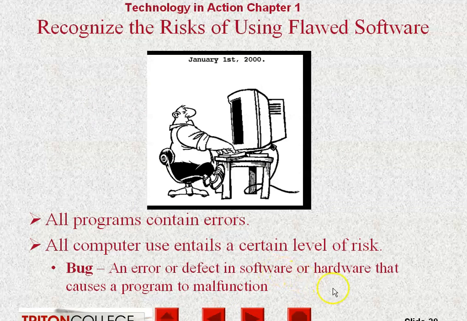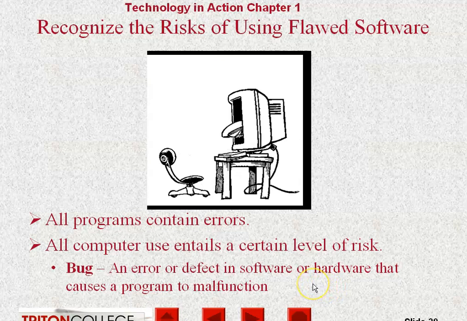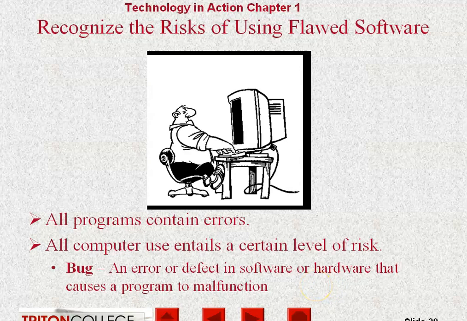Something else we're going to talk about is the ability to recognize the risks of using flawed software. Sometimes you will do nothing wrong. You'll do everything correctly, you follow all the directions correctly, and something is still not going to work right. And it's not your fault, okay? It's just that sometimes the software and hardware just has an oops in it.